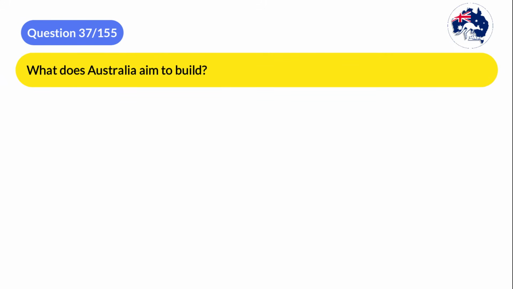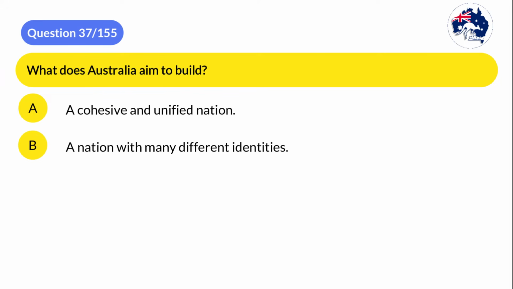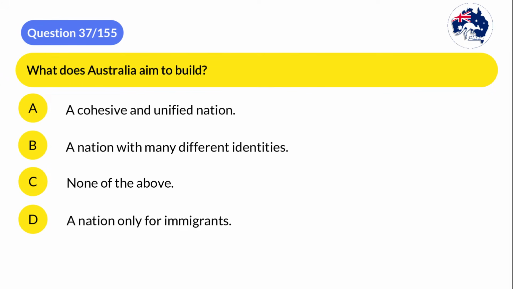Question 37. What does Australia aim to build? A. A cohesive and unified nation. B. A nation with many different identities. C. None of the above. D. A nation only for immigrants. The correct answer is A.